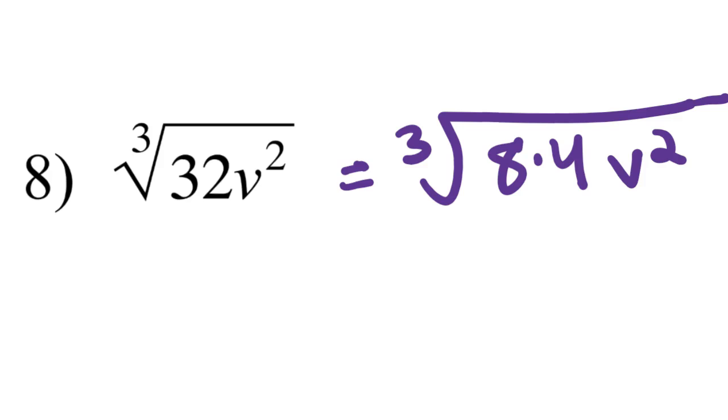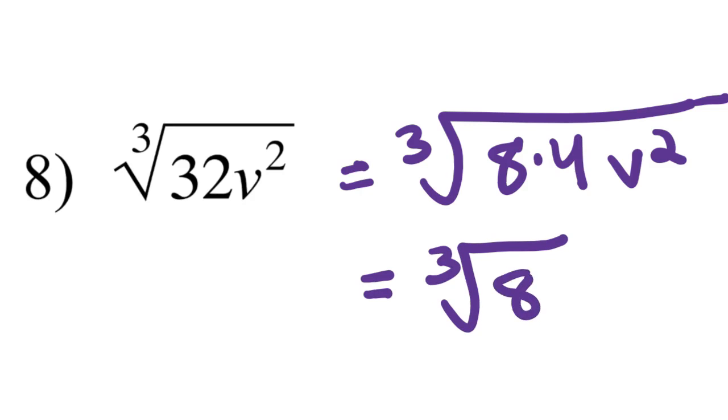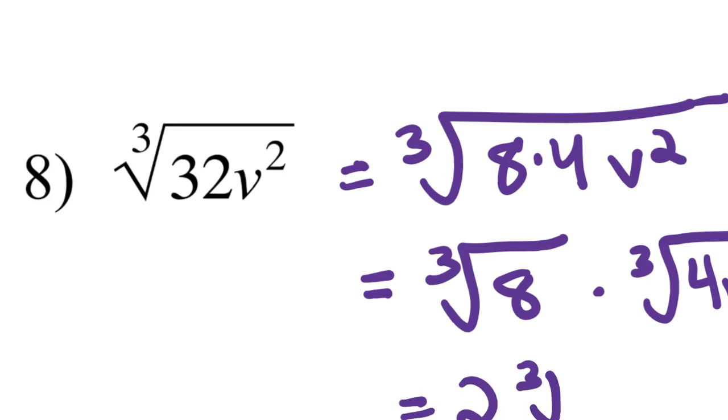All right, which ones go in front? Just the 8, right? You can't take the 3rd root of 4. You can't take the 3rd root of v to the 2nd. So this would be the 3rd root of 4v to the 2nd. The 3rd root of 8 becomes a 2, so it's 2 times the 3rd root of 4v to the 2nd. Questions on that?